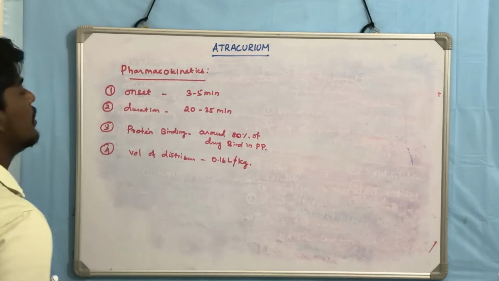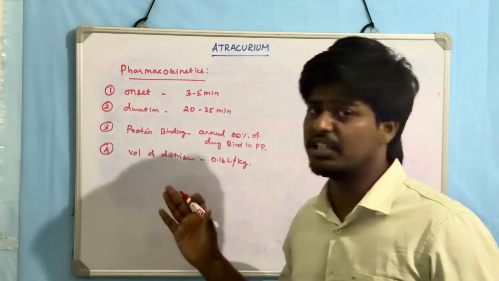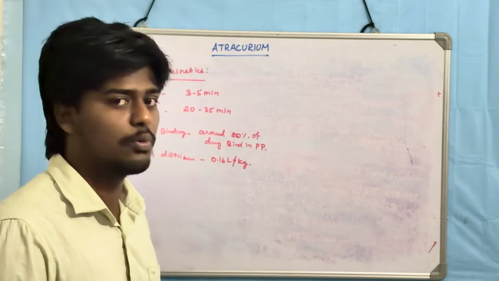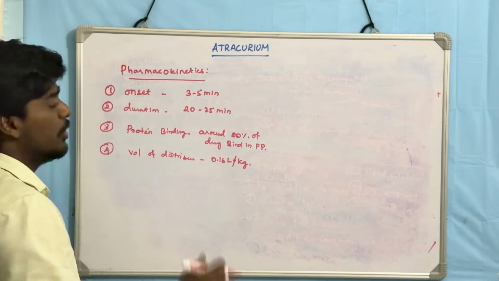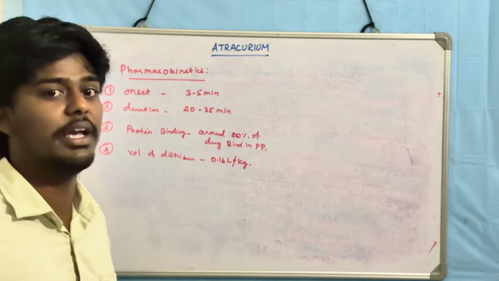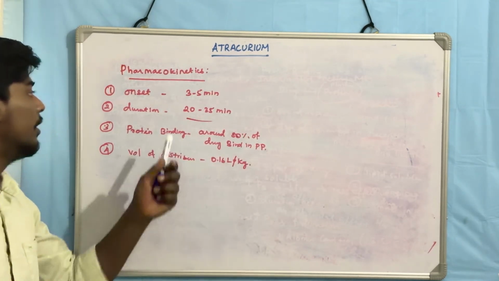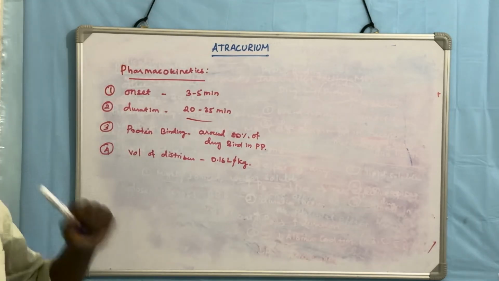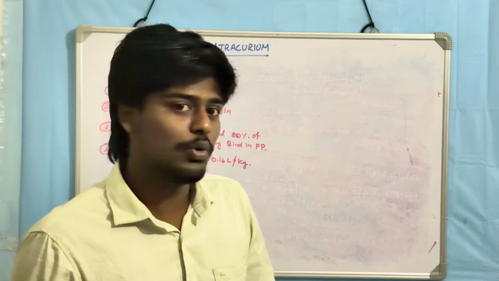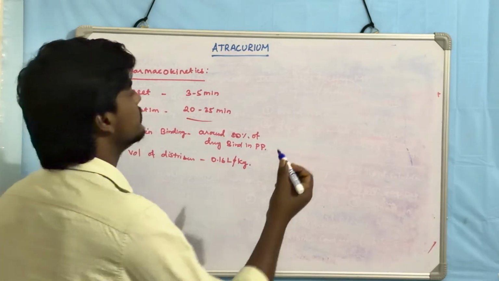We know that the onset is how long it takes to get action, and duration is how long the drug will be acting. That is called duration of action. We already know that. In this video, we will learn about protein binding and volume of distribution also. So, protein binding.